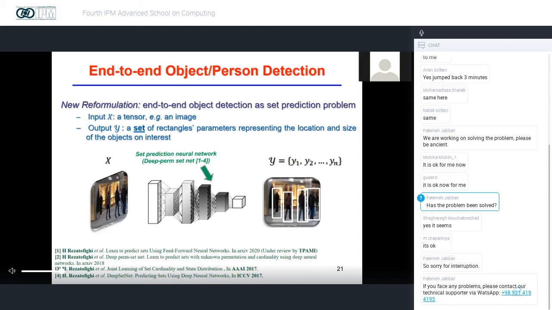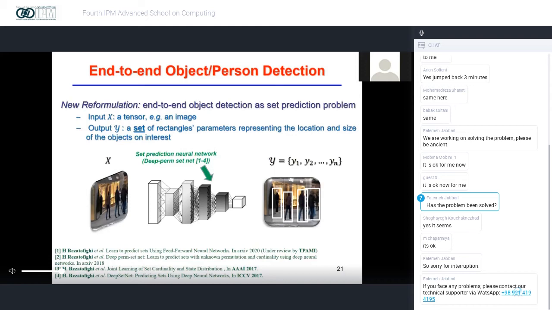One image may contain no object, another can contain 100 objects. So how can we have a neural network which can predict sets? If we have that, we can reformulate object detection, and we don't need any post-heuristic. It's end-to-end training.